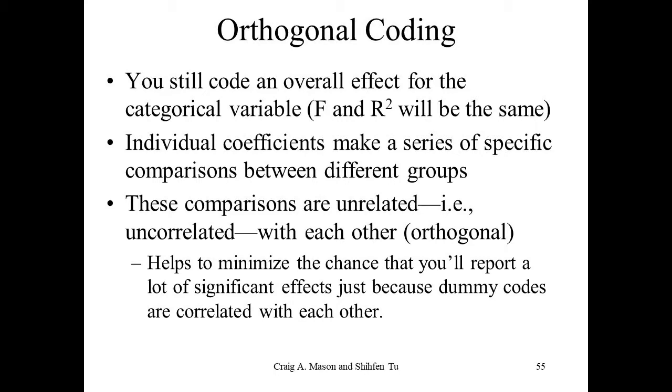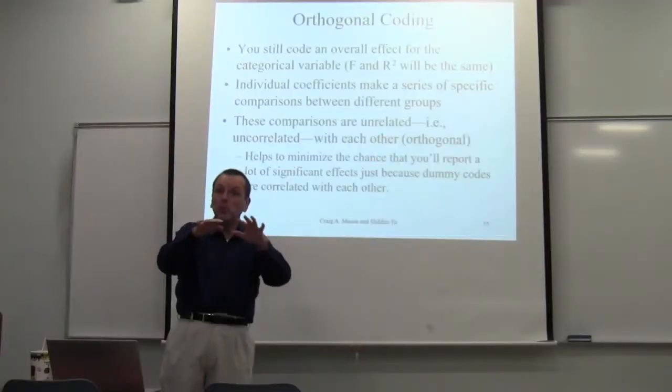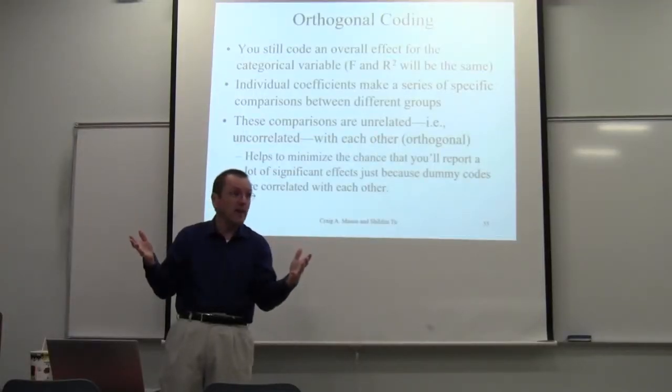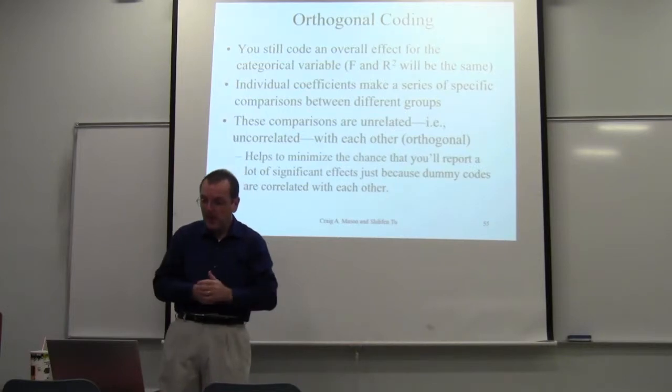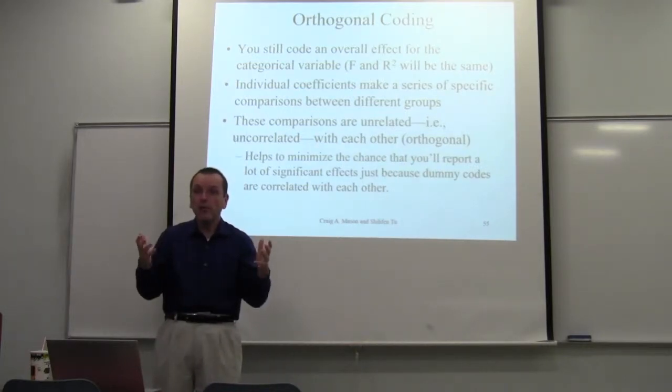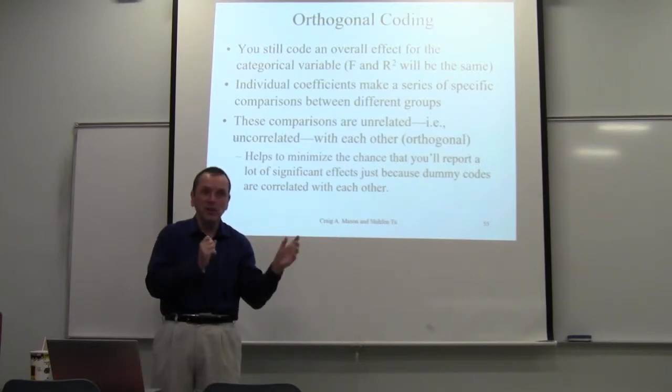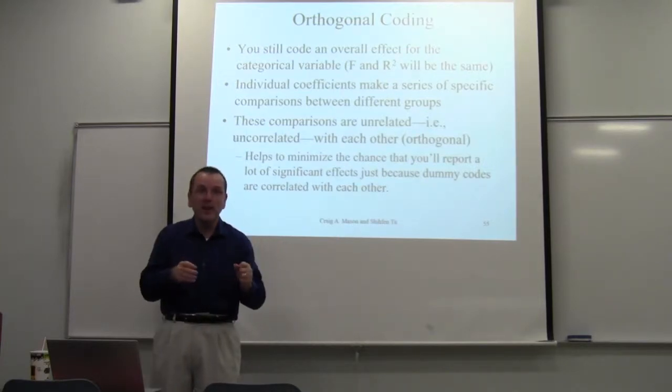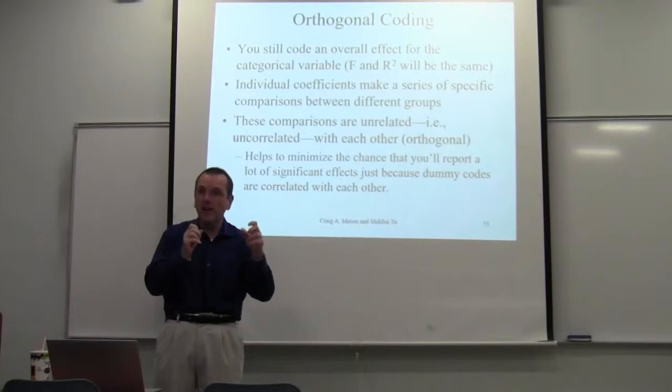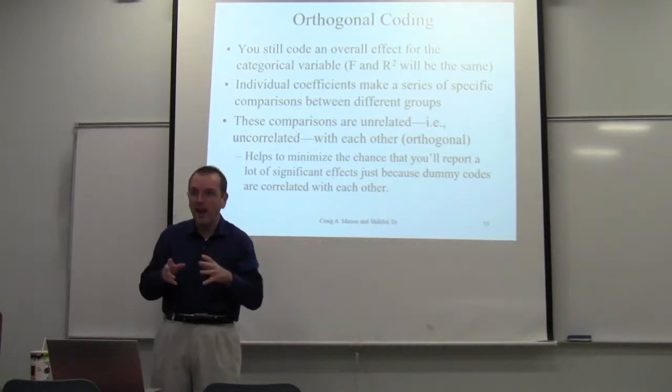With orthogonal coding, you're still doing basically the same idea. If you've got 4 groups, you're going to have to make 3 new codes, three new variables that will reflect that overall effect of all the groups. Your R squared for orthogonal coding is going to be exactly the same as the R squared if you did dummy coding or effect coding. How significant its F-test is going to be exactly the same.